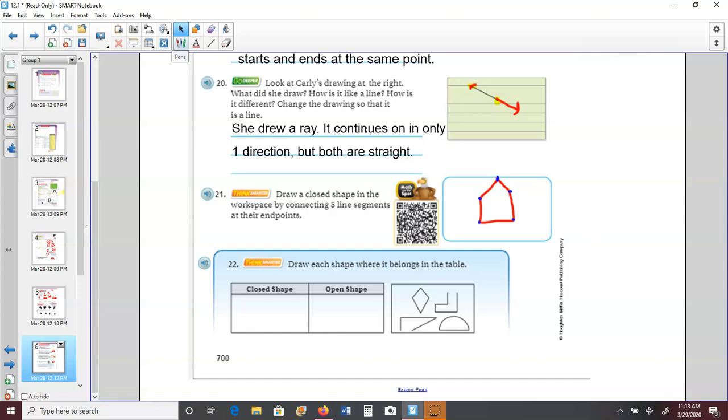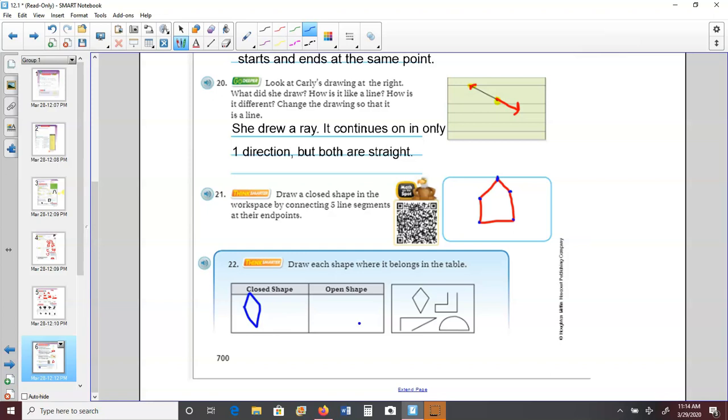All right, excellent. Last part on this one, boys and girls, down at the bottom, number 22, we need to draw each shape where it belongs in the table. So we have these 4 plane figures. We need to sort them as being closed shapes or open shapes. So I see this first one here that has 4 sides to it. It kind of looks like a kite. That is all closed up. So I'm just going to do my best to redraw that shape in the closed shape section.